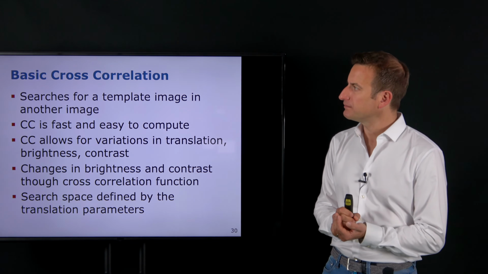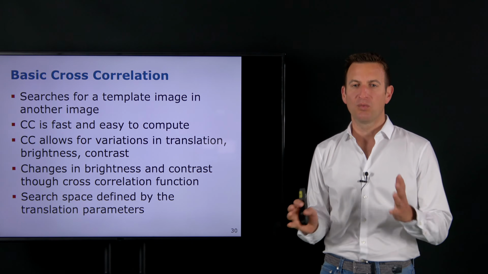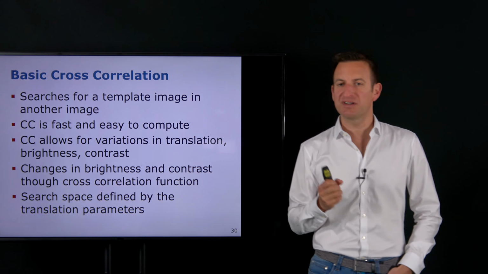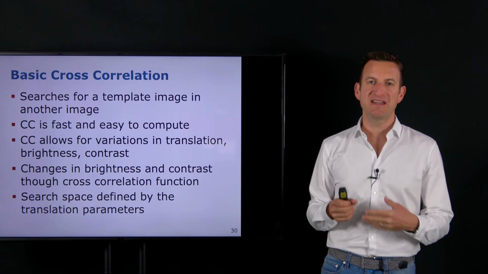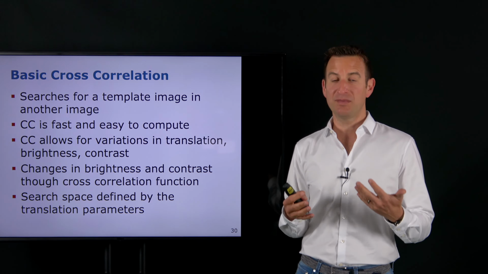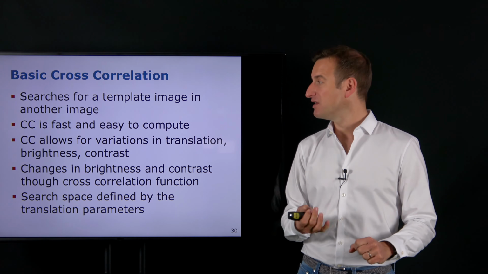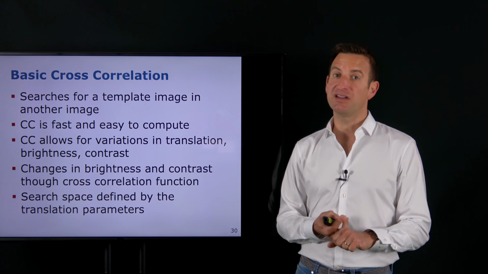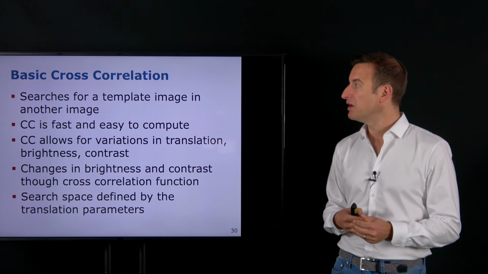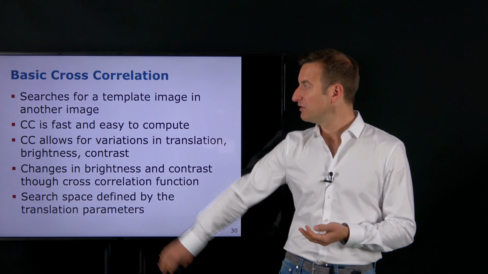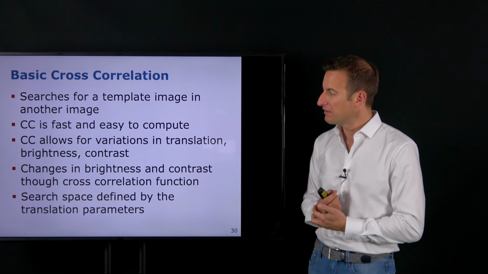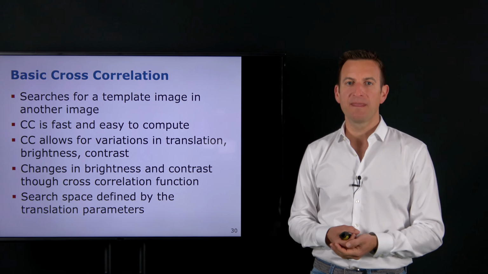Okay, so basic cross-correlation. What are the key properties? How we do this? It's basically a search for a template image in another, potentially large, image. And it's fairly easy to compute. The only thing I need to be able to do is compute variances and means of intensity values, and I need an approach which slides a template over an image. So it's relatively fast and easy to compute, at least if I only have translation parameters. If I take more parameters into account, this can get computationally costly.